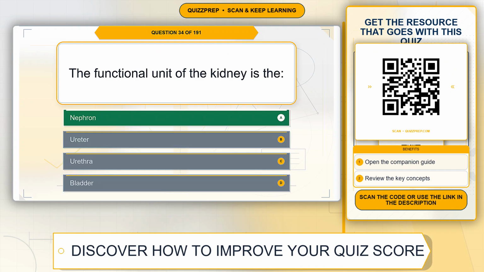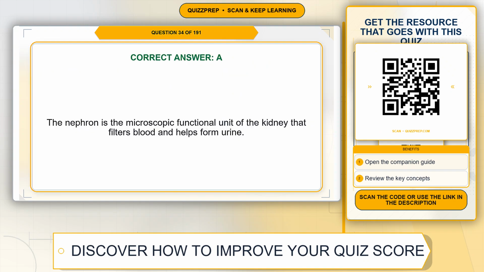The correct answer is option A, nephron. Explanation. The nephron is the microscopic functional unit of the kidney that filters blood and helps form urine.